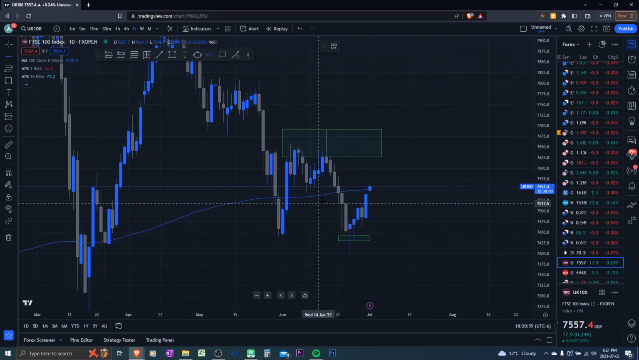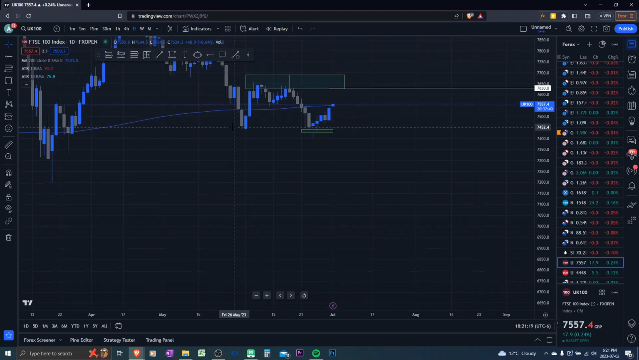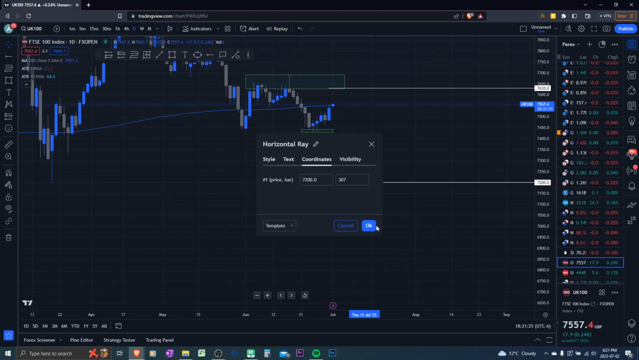If price makes this high, it's currently testing this. It might not even make this high, but 76. Yeah, you know what? We'll say 430. Very reasonable. We'll say that's our high. Say 7,200. 400. This is our target.